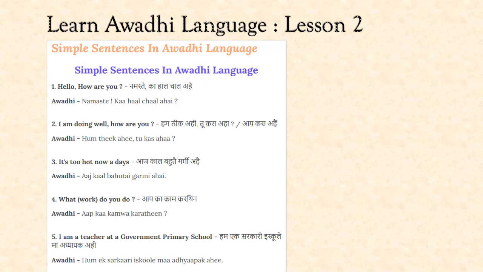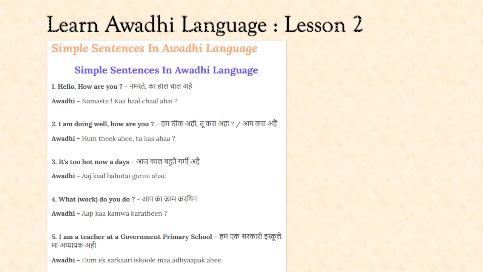So in Awadhi you can call others as tu. Like in Hindi we have tu, tum or aap. If you want to give respect to someone, you can just say aap. But in Awadhi, if you call someone as tu, it's understood that you are referring to aap or tum. Okay, so you can just simply say हम ठीक ही तू कैसा है. It means I am good or I am doing well. How are you?